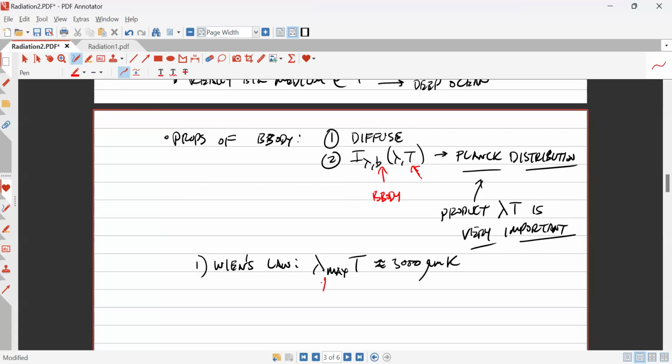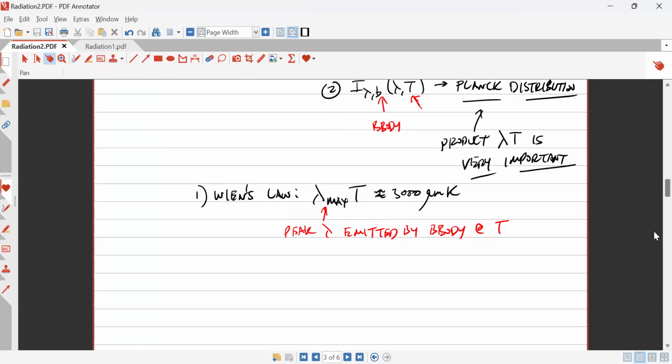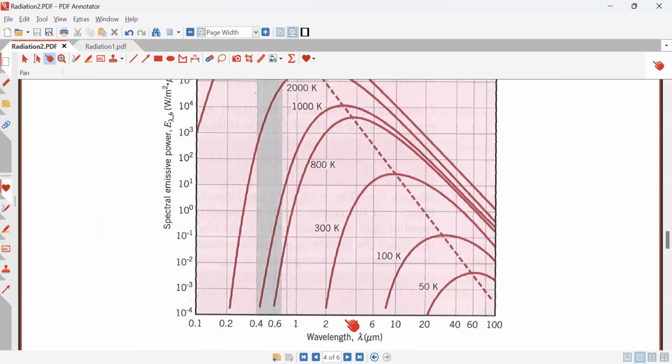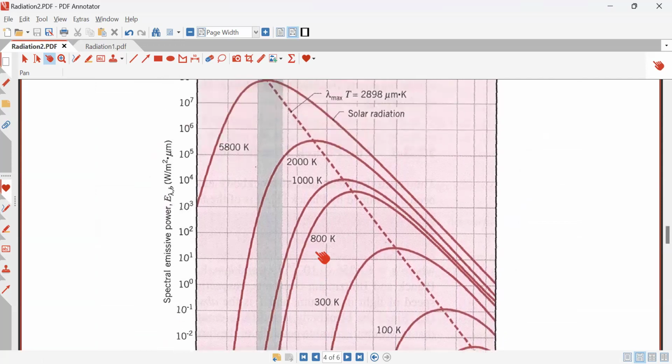So this lambda max is the peak wavelength emitted by a black body at temperature T. So I'll show you here a diagram of the black body. This is the spectral black body emissive power. But the idea behind this is that you have a wavelength here, and you have curves for different temperatures. And this is just out of the Incropera book.